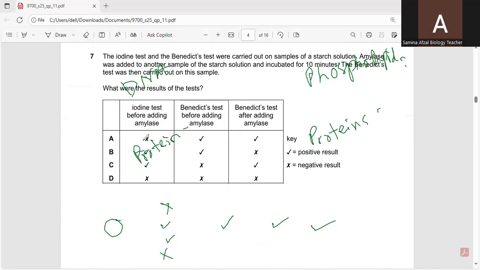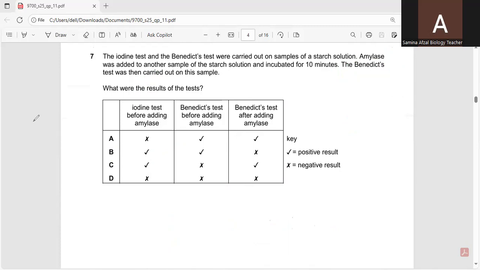Next, question number 7: the iodine test and the Benedict test were carried out on samples of a starch solution. And you know the test for starch is iodine. Amylase was added to another sample of the starch solution and incubated for 10 minutes. The Benedict test was then carried out on this sample.